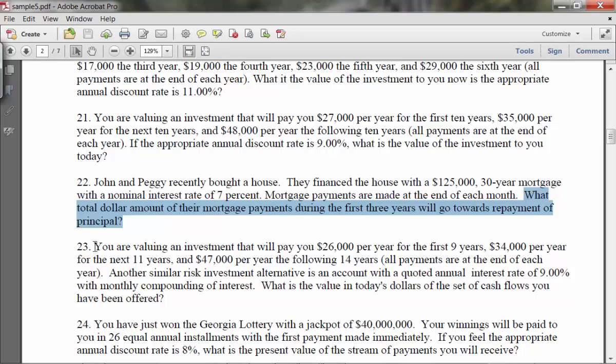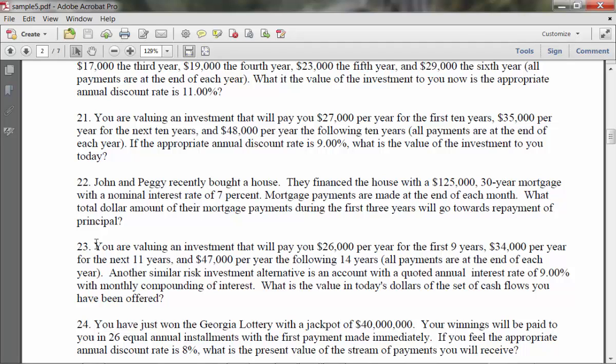You are valuing an investment that will pay you $26,000 per year for the first 9 years, $34,000 per year for the next 11 years, and $47,000 per year the following 14 years. All payments are at the end of each year. They don't tell you what the interest rate is, though. They just tell you how much you're going to get every year and how many years.